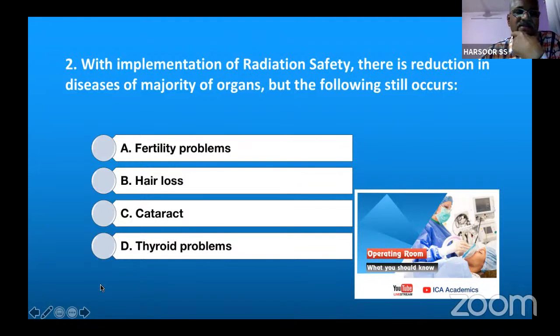The next question is, of course, the implementation of radiation safety is very stringent these days. There is a reduction in the disease of a majority of the organs. Despite that, some problems do occur in the operating room despite the radiation safety practices. Which one problem is still prevalent: fertility problems, hair loss, cataract, or thyroid problems? Which one of these is seen despite following the radiation safety practices?